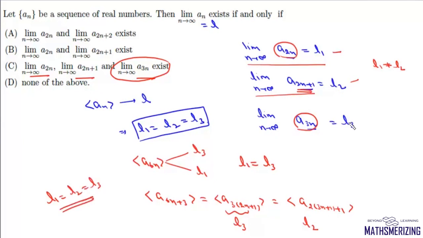And when all the three limits are equal, then the limit as n tends to infinity of a_n will exist. So the answer to this question is option C.